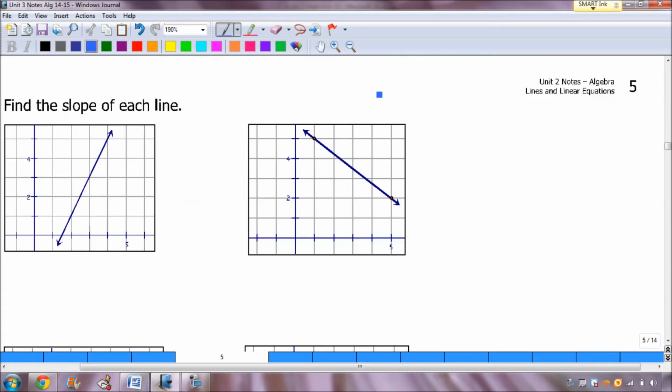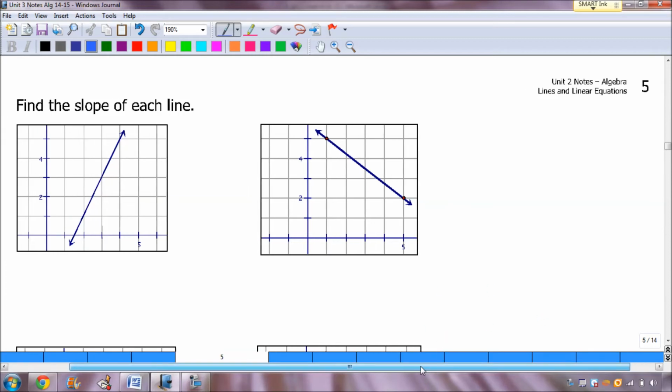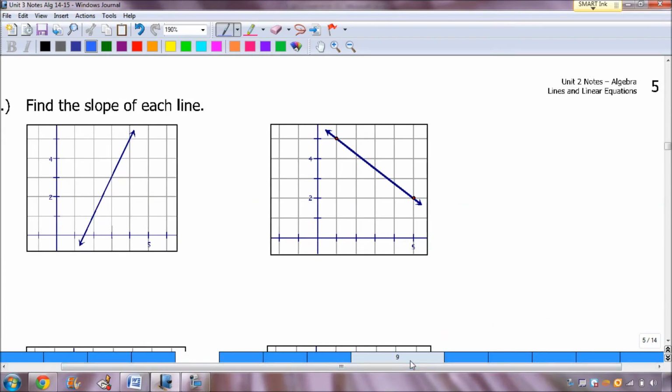All right. Okay, so let's look at page 5 of our notes, and let's do what the directions say to do. Find the slope of each line. Notice how in this first example, it doesn't start at 0, 0 anymore. So what we want to do is choose a starting point and an ending point and do the rise over the run.